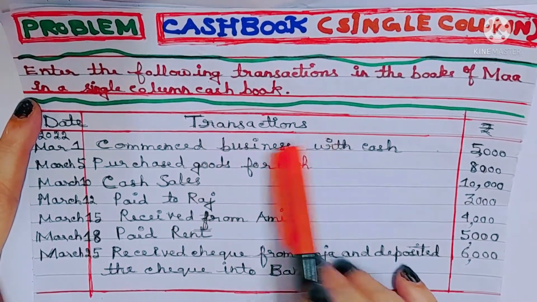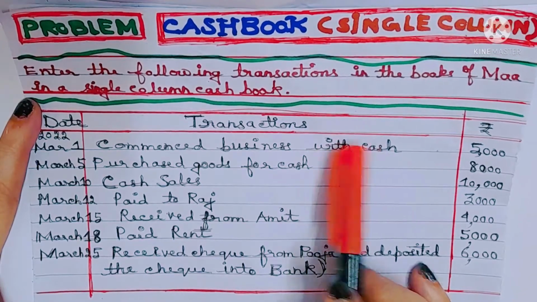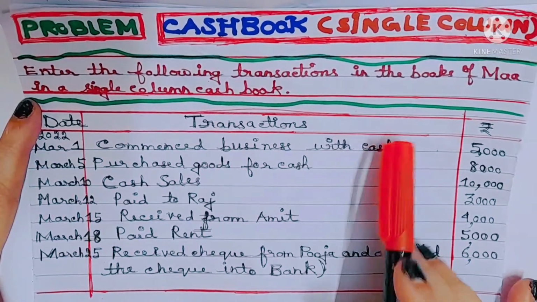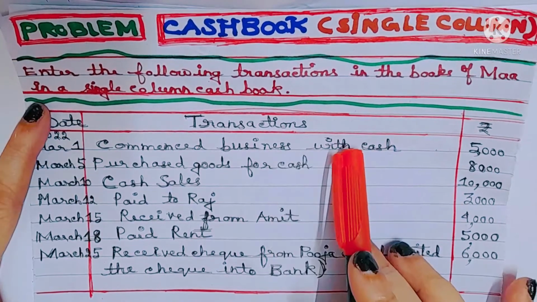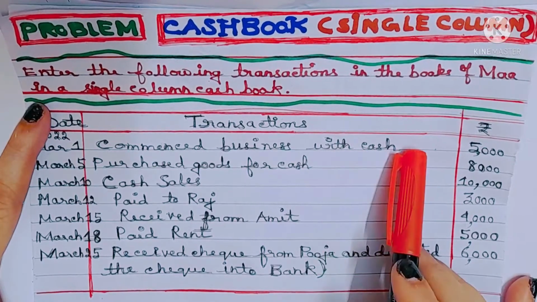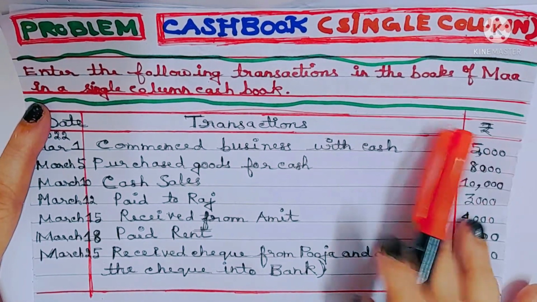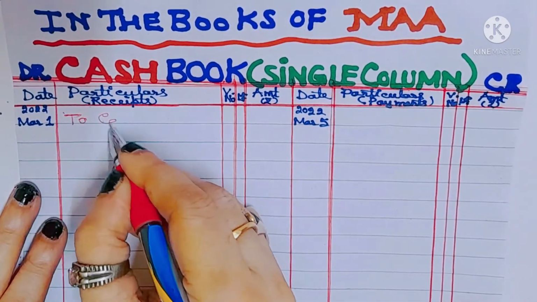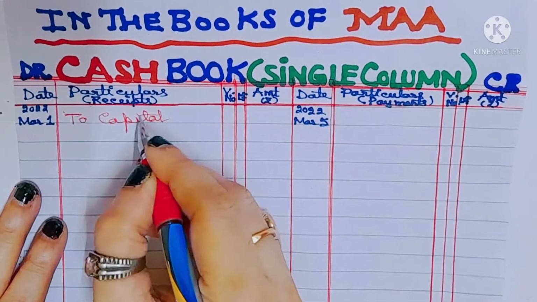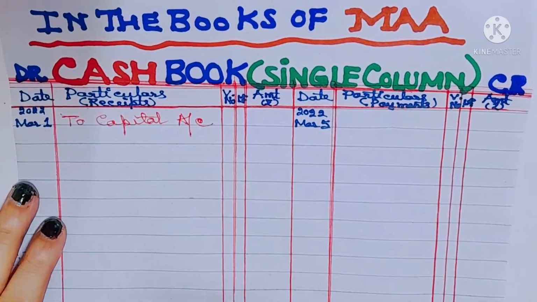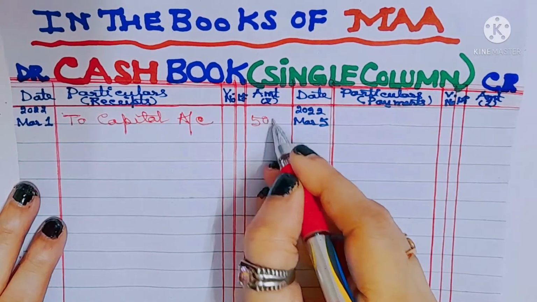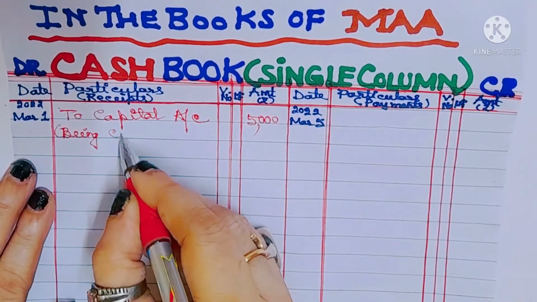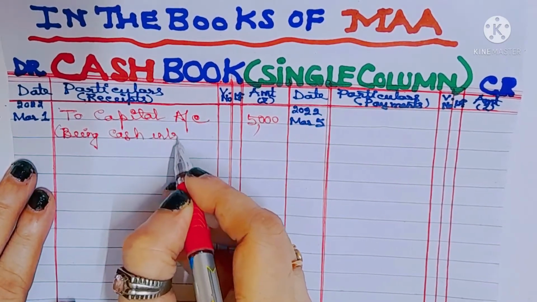So what will be the journal entry? The journal entry will be cash account debit to capital account. So what is the position of cash? Since cash account is on the debit side, capital account will also be on the debit side. So we'll have to write to capital account in the cash book on the debit side 5,000. Okay, so let's write 1st March, to capital account, how much? 5,000. Let's write the narration: being cash introduced into the business.